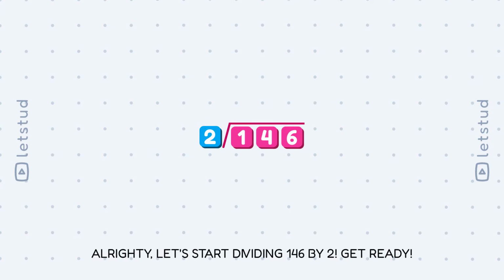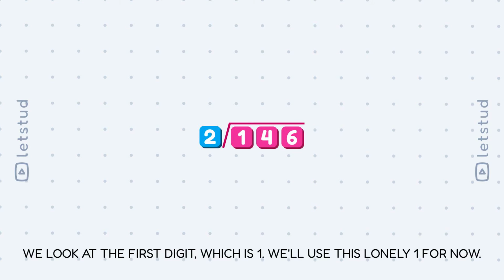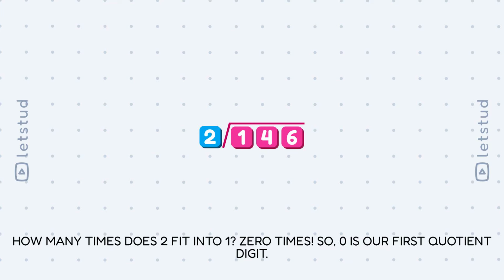Alrighty, let's start dividing 146 by 2. Get ready. We look at the first digit, which is 1. We'll use this lonely 1 for now. How many times does 2 fit into 1? 0 times, so 0 is our first quotient digit.